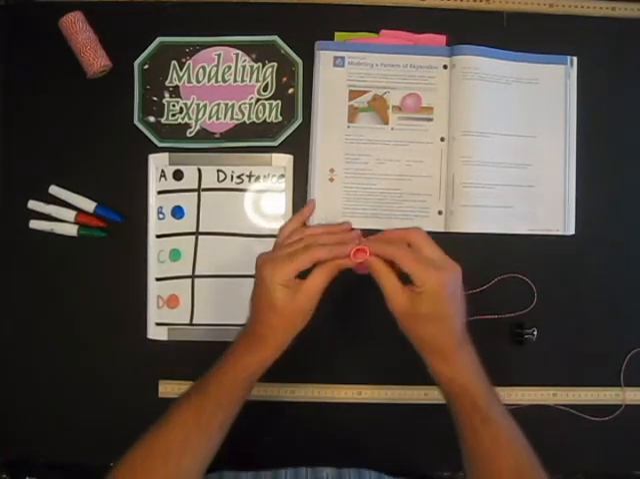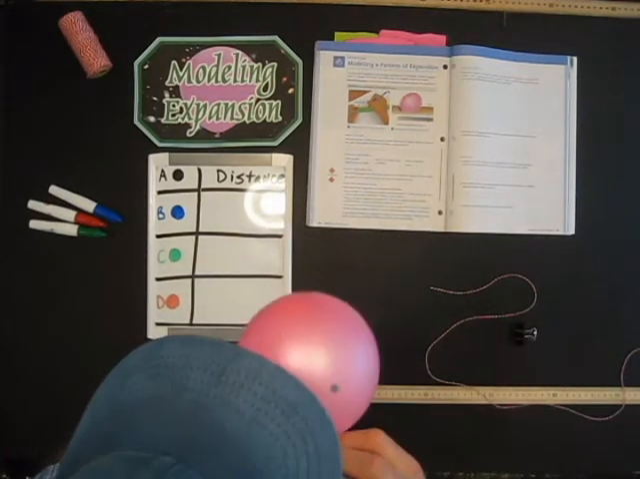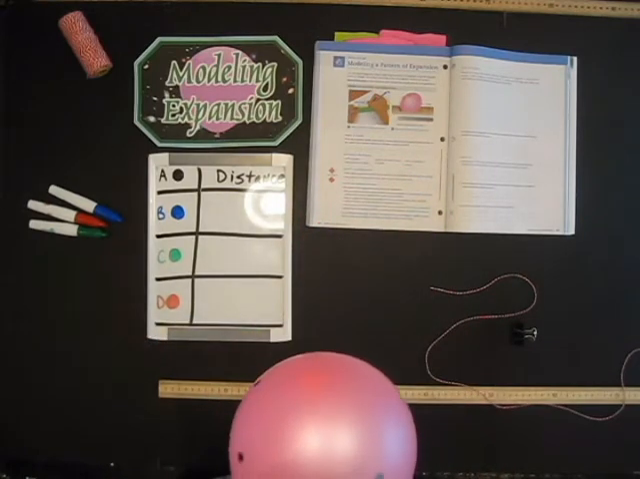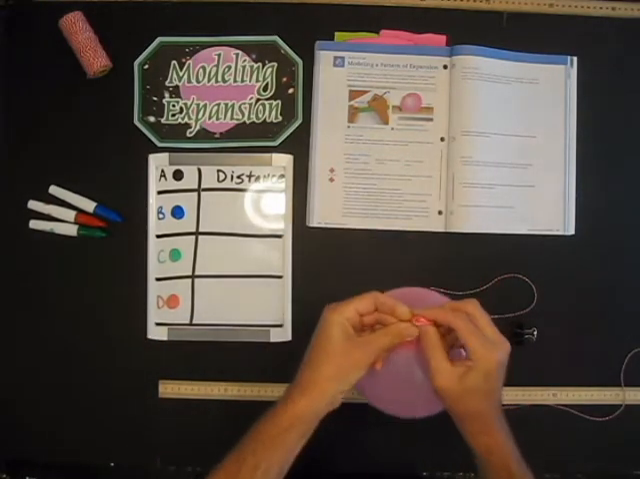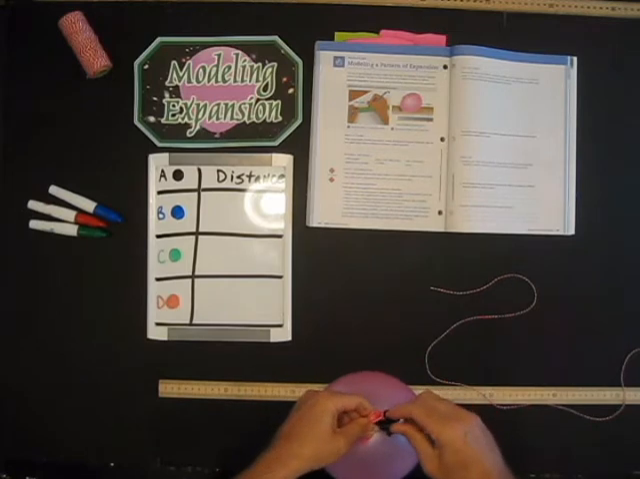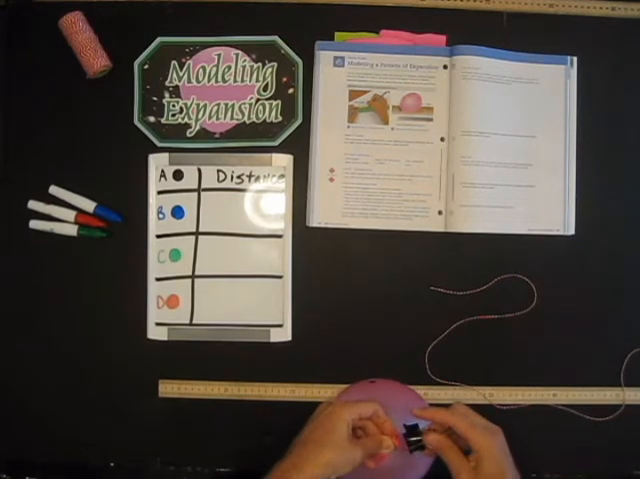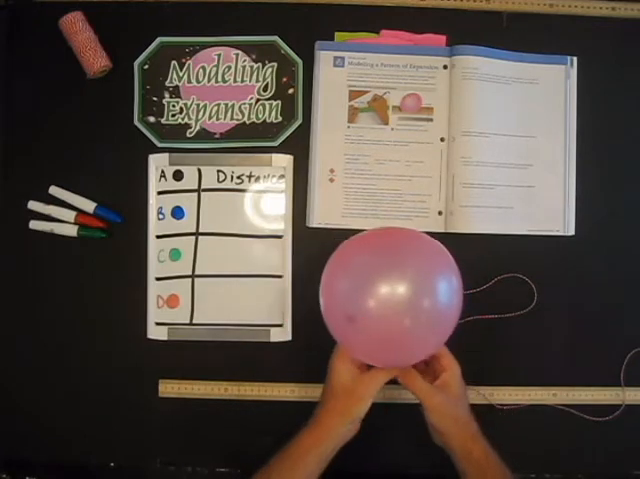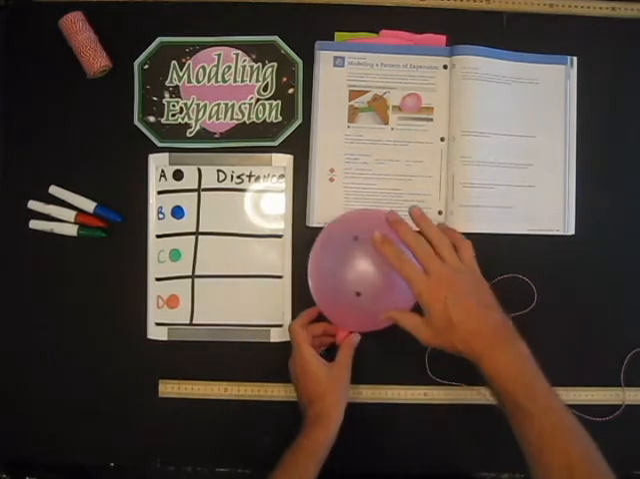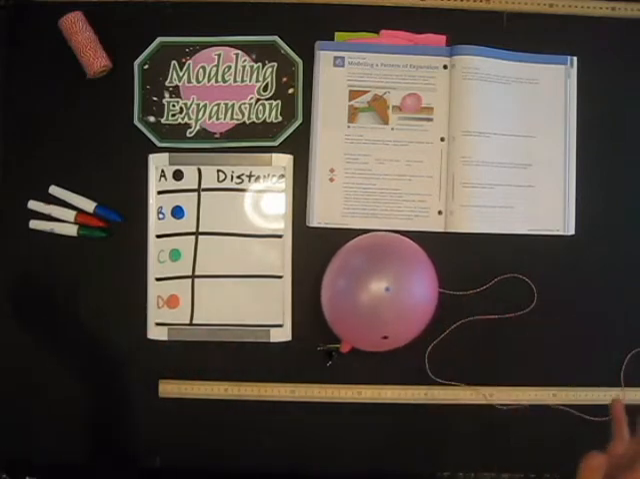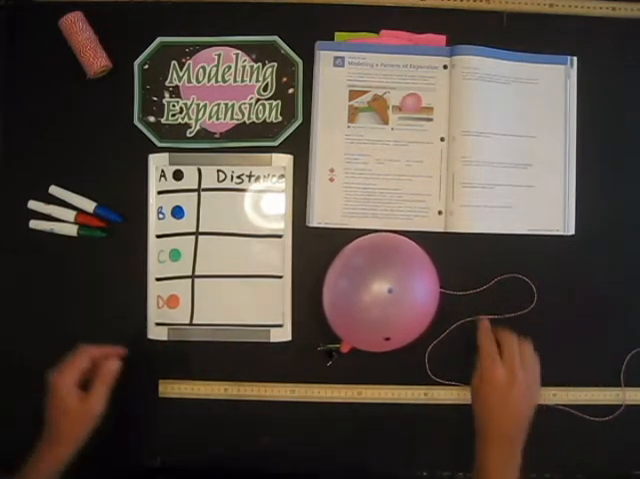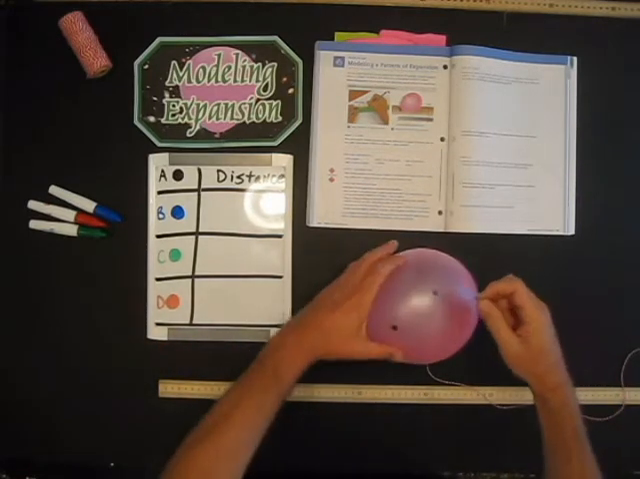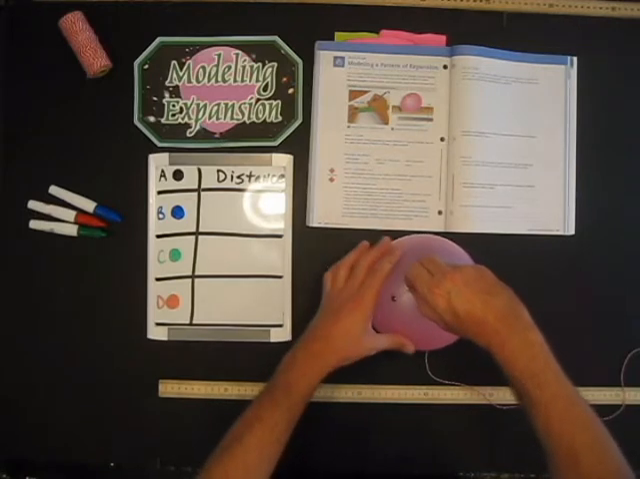Okay, so I'm inflating. 1, 2 breaths. I'm going to try to do it about like that. Let's see how many we can get in there. I'm going to try to do at least 5 inflations. Now the actual dots have grown, but we're going to measure from the center of each one. This makes it much easier to measure now that it's on an inflated balloon.